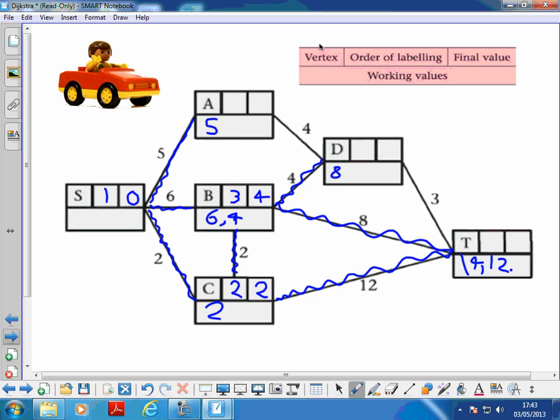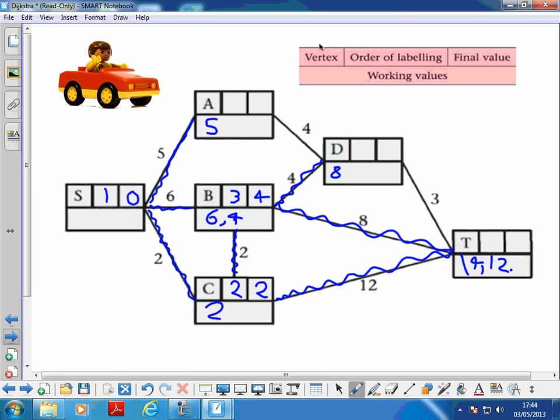Have another look. What working values have we got? Look over the whole network. Oh, 5, yes. And it tends to get lost, that 5 up in the air. Anything that's slightly to the left, when you're doing Dijkstra, can get lost. So it's always worth looking right the way over your network. What's the smallest? Okay, so we're going to A next.